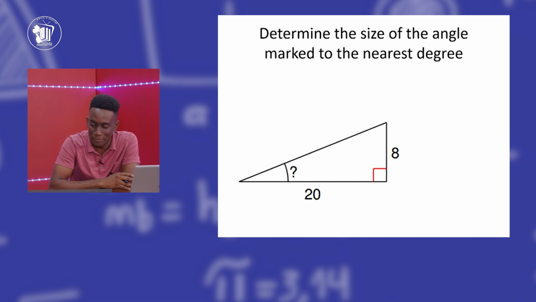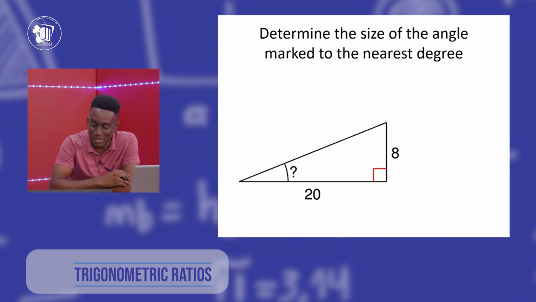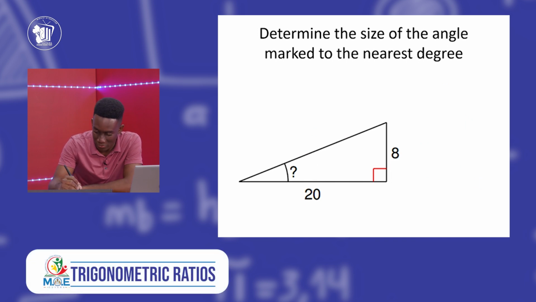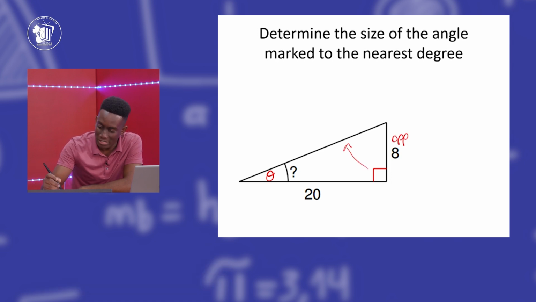Let's look at another example. We want to determine the size of this marked angle to the nearest degree. So we know here is theta. Let's label. Here would be the opposite. And we know the side opposite the right angle would be the hypotenuse. And we see the remaining side would be the adjacent side.